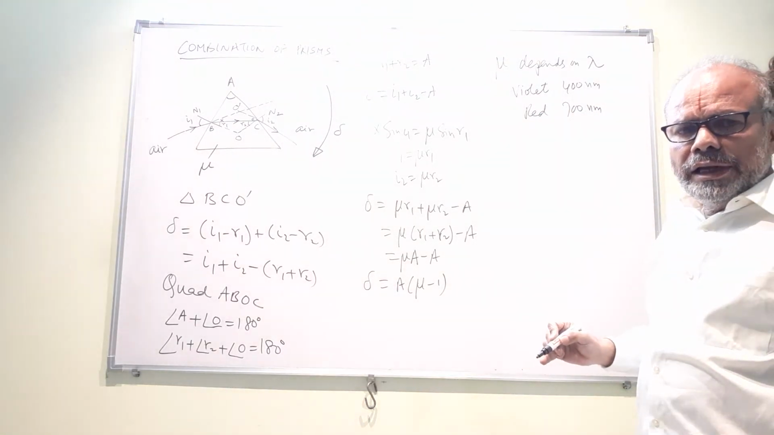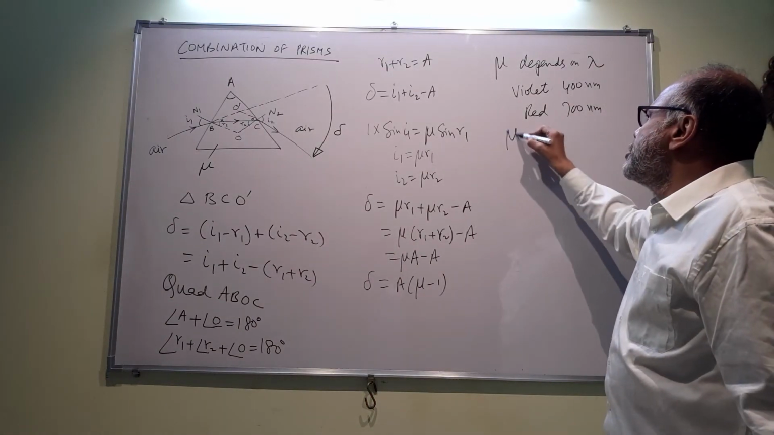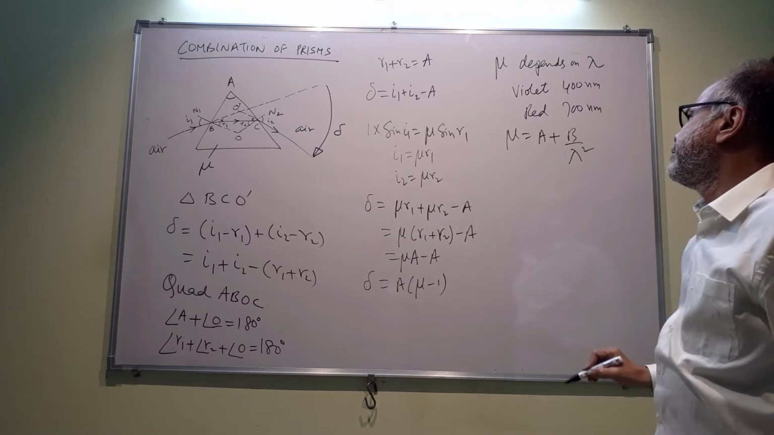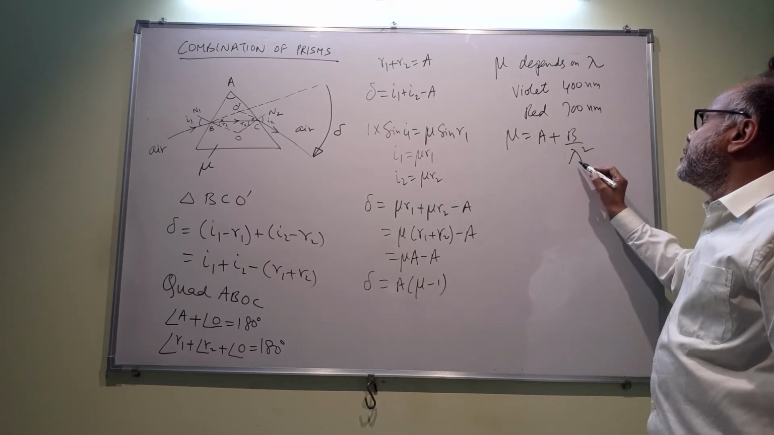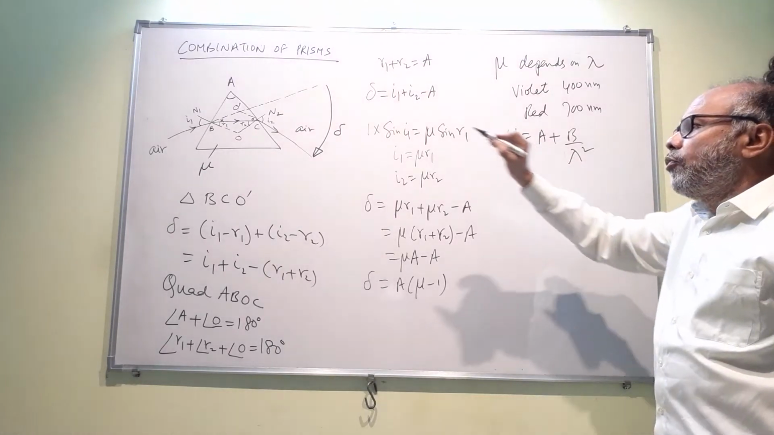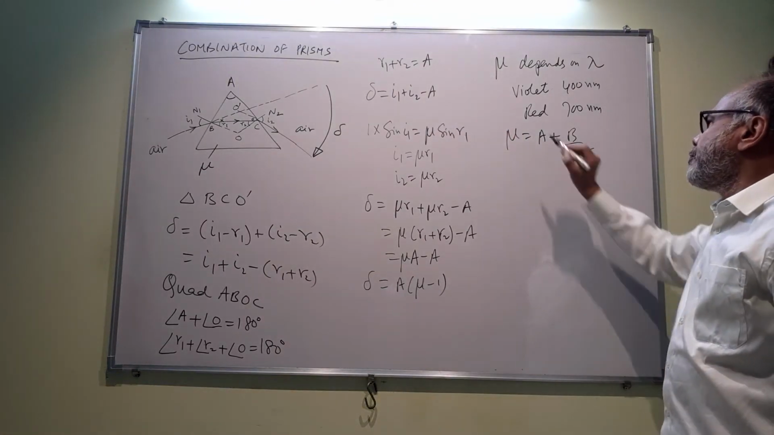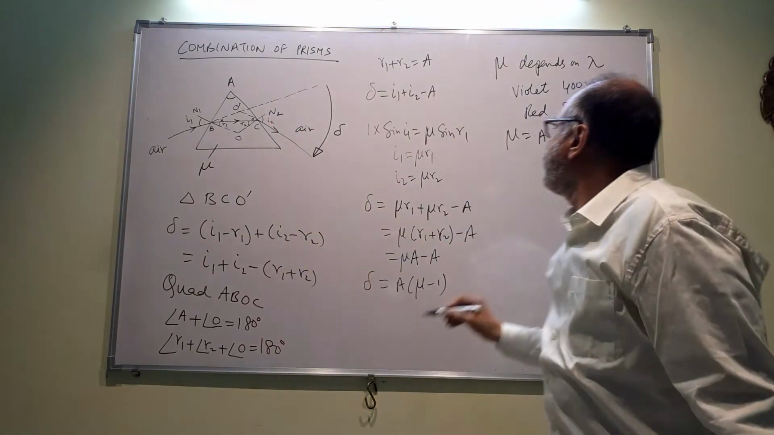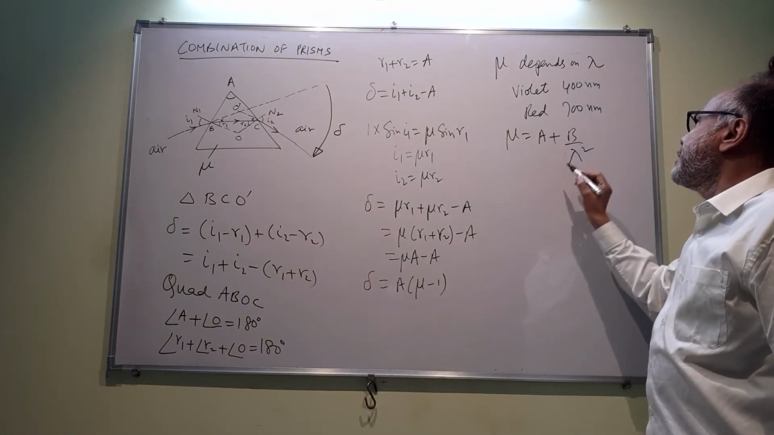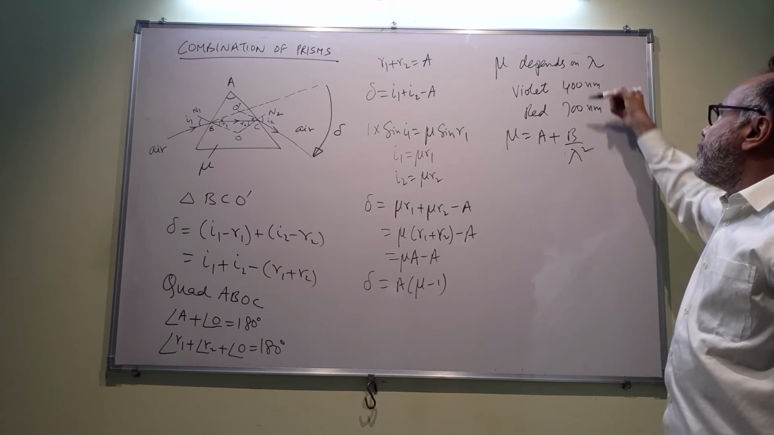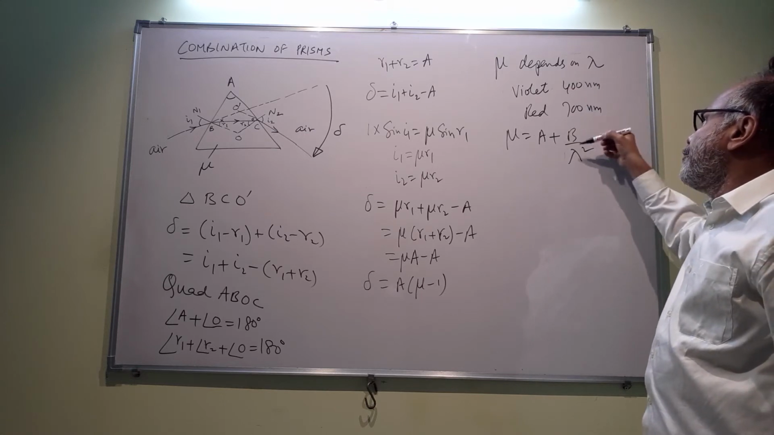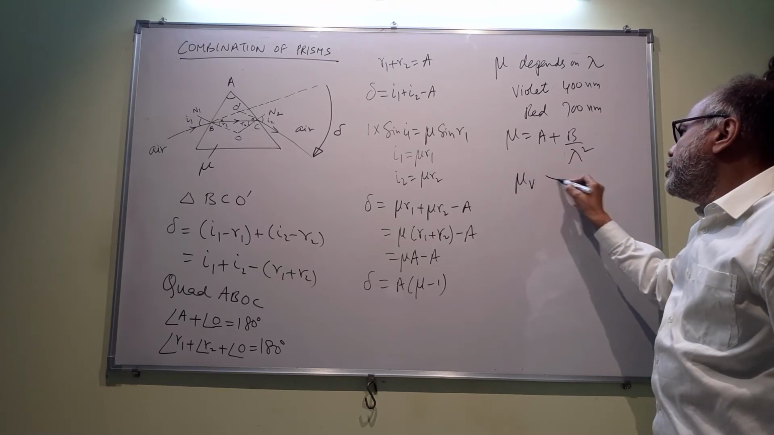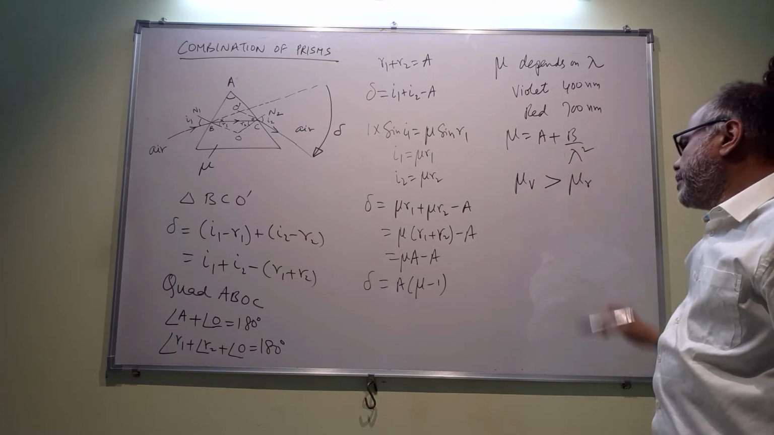Now there is a relation known as Cauchy's relation, which gives mu as A plus B by lambda squared, where lambda is the wavelength of the light falling on the material, and A and B depend on the material of the prism. So from this it is very clear that since the wavelength of violet is less compared to the wavelength of red, mu of violet will be greater than mu of red.